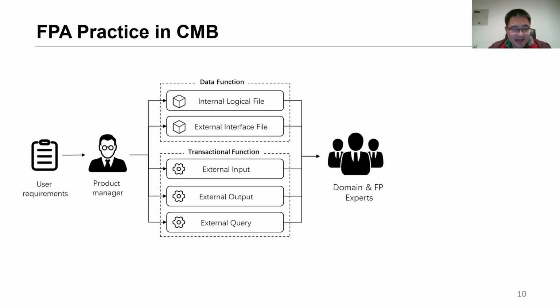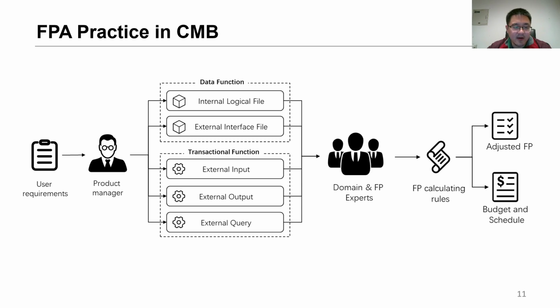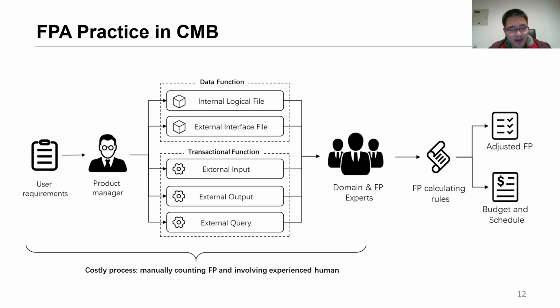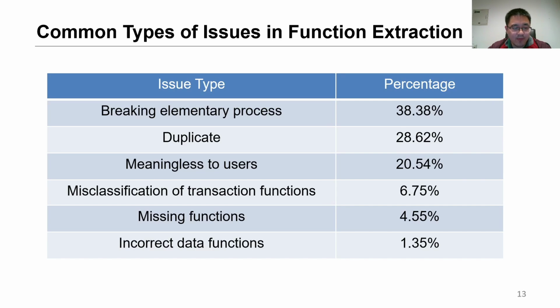Since the FPA practice relies heavily on human judgment, it is important to make sure that the manual results are correct. Therefore, when the product manager submits extracted functions, the expert will review their submissions and correct mistakes. Finally, the expert puts the number of functions into the predefined formulas to calculate the adjusted function points and schedule using the function points. In this process, function extraction is the most costly step, which involves a large amount of human effort. Besides, the extraction is error-prone.